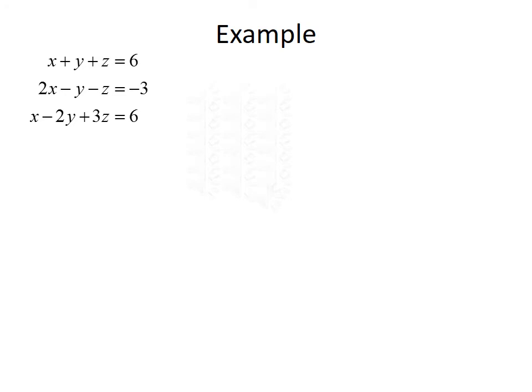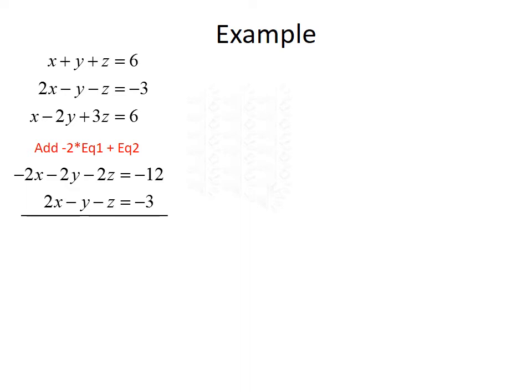Let's look at an example where we'll solve a system of three equations with three unknowns. We have x plus y plus z equals 6, 2x minus y minus z equals negative 3, and x minus 2y plus 3z equals 6. First, we want to use the elimination method on two equations to eliminate the x variable. So I'm going to multiply the first equation by negative 2 and add it to the second equation. This will give us negative 2x minus 2y minus 2z equals negative 12, and 2x minus y minus z equals negative 3. We add the equations together.